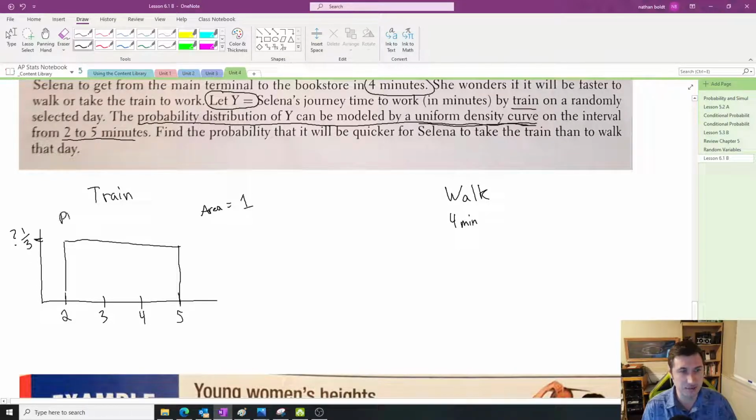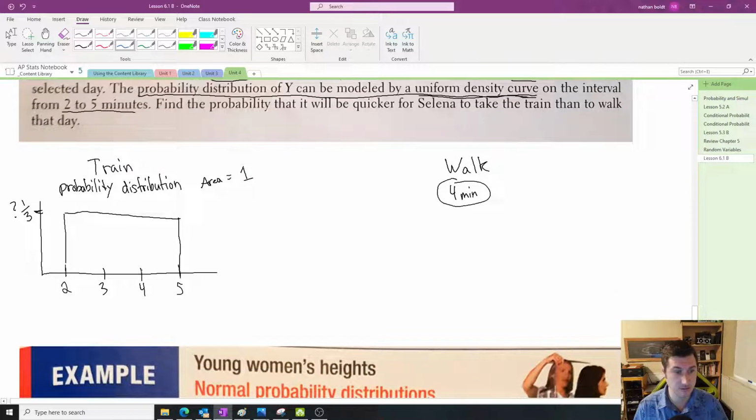Now, we've got our probability distribution over here. Maybe I should label that probability distribution. So instead of a table, we have our graph here. This is what we have instead of a table, this density curve. But we want to compare it with walking. How often is walking faster? How often is taking the train faster? Well, the train is faster right here, whenever it's less than 4.